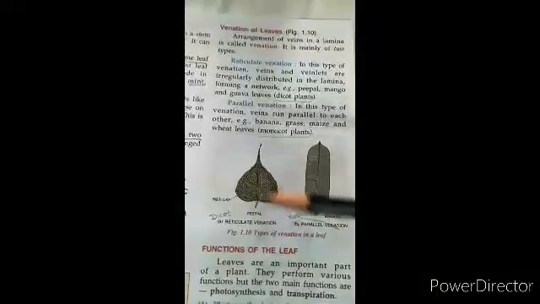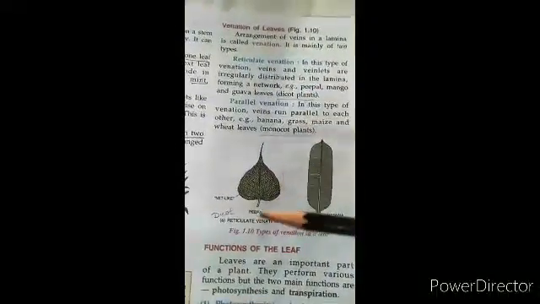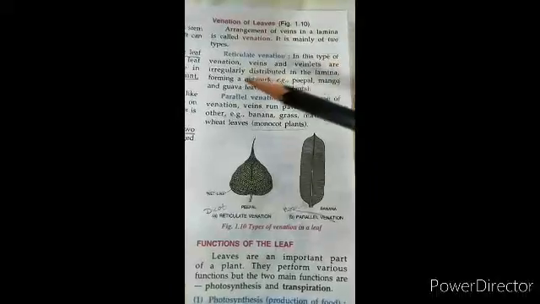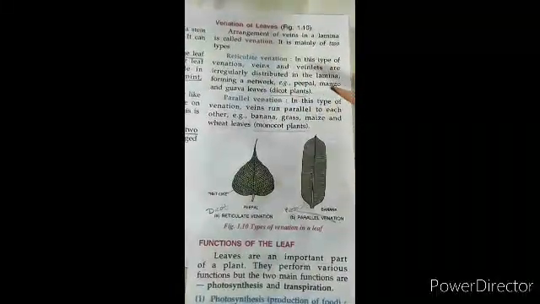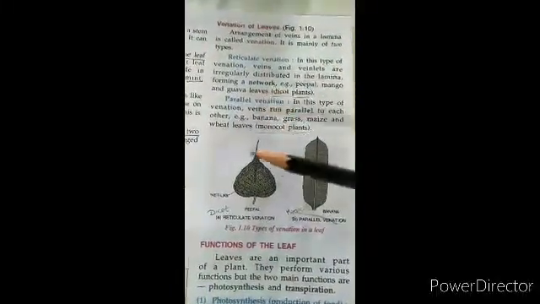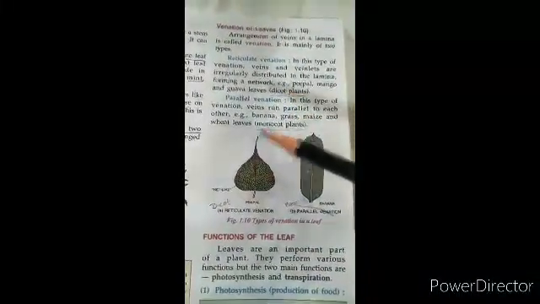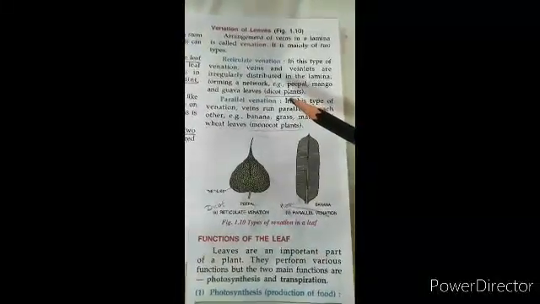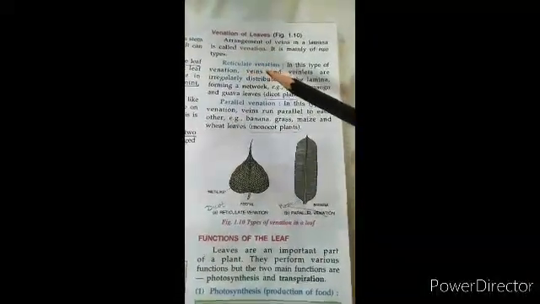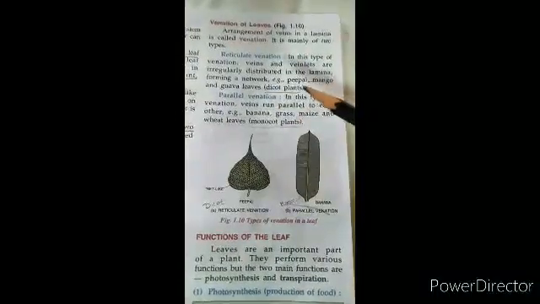A typical example here is peepal. Peepal is a typical example. In this we can find a regular distribution in the lamina. It forms a network, like a network here. You can see it's like a network. It is also found in dicot plants. A good way of associating it is that reticulate venation is found in dicot plants.